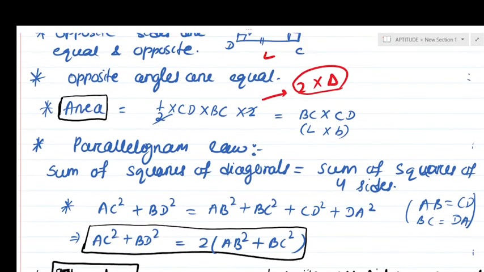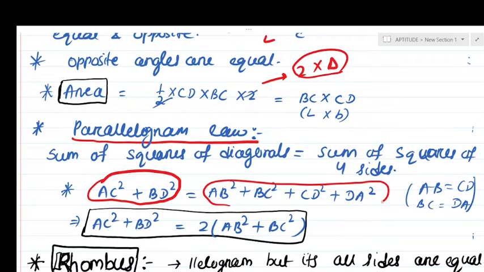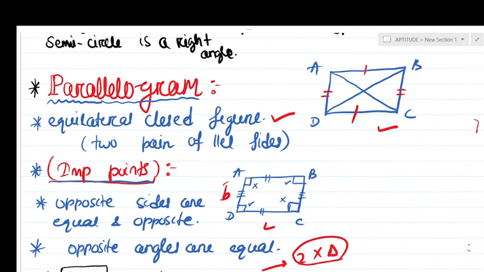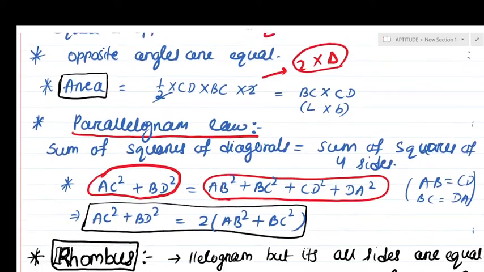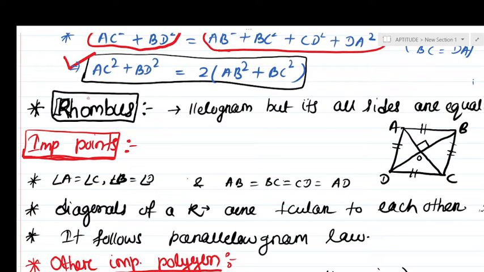And then some laws of the parallelogram. The parallelogram law is that the sum of the squares of the diagonals is equal to the sum of the squares of the four sides. This is one law. As you see, AB is equal to CD and BC is equal to AD from this figure, and if you equate, then it will be this. Keep that in mind.